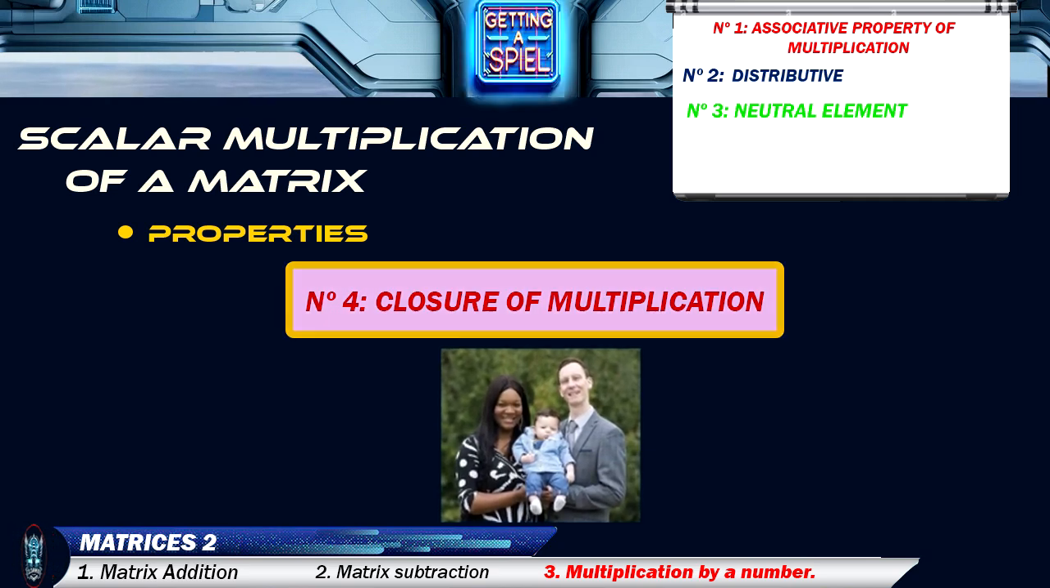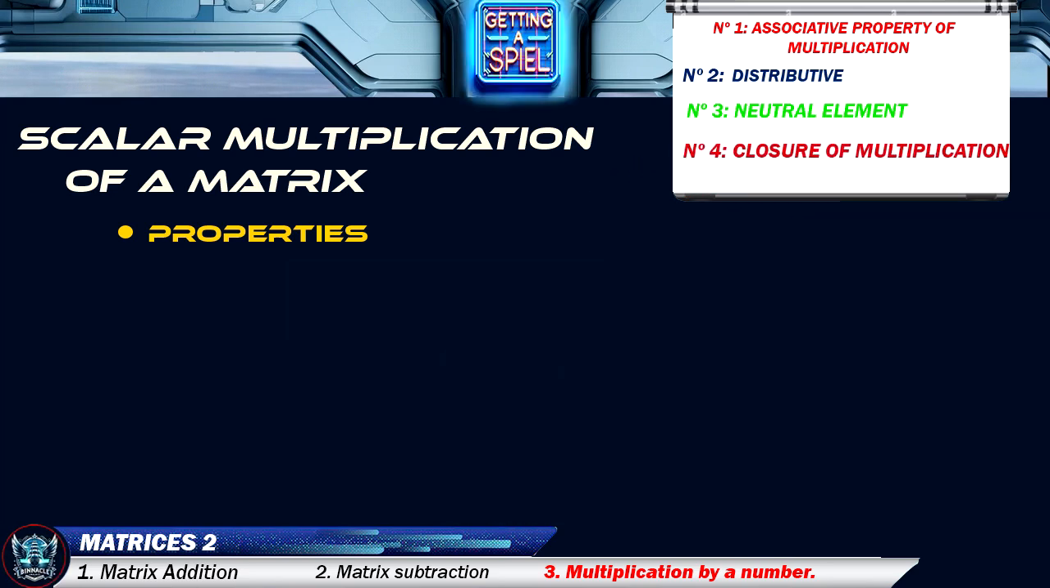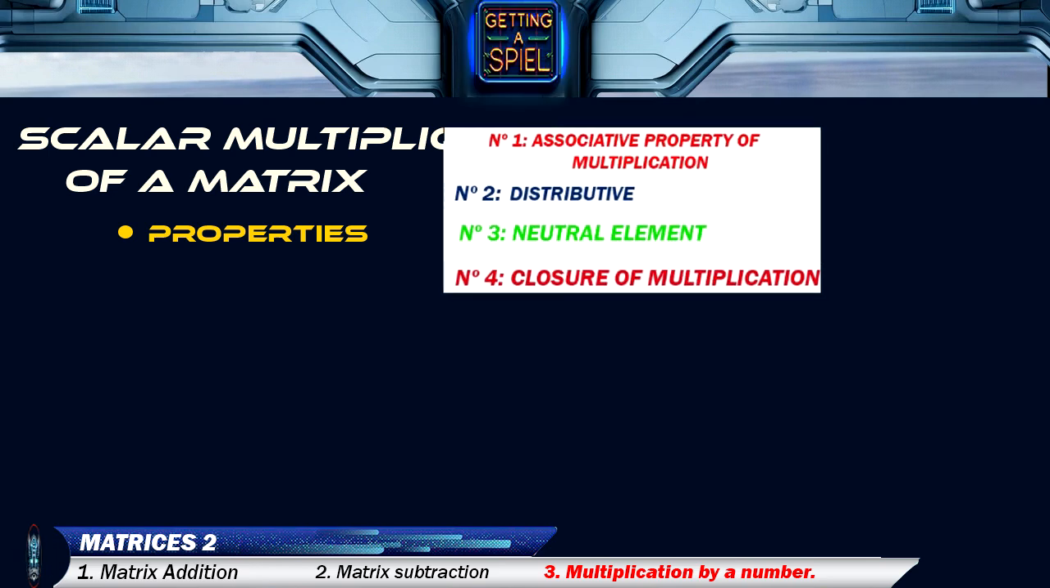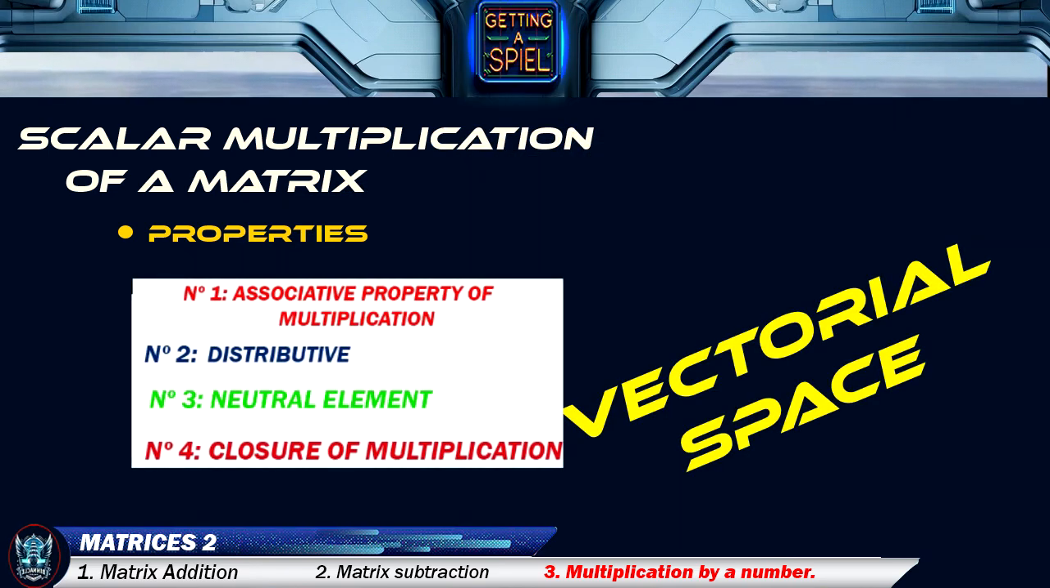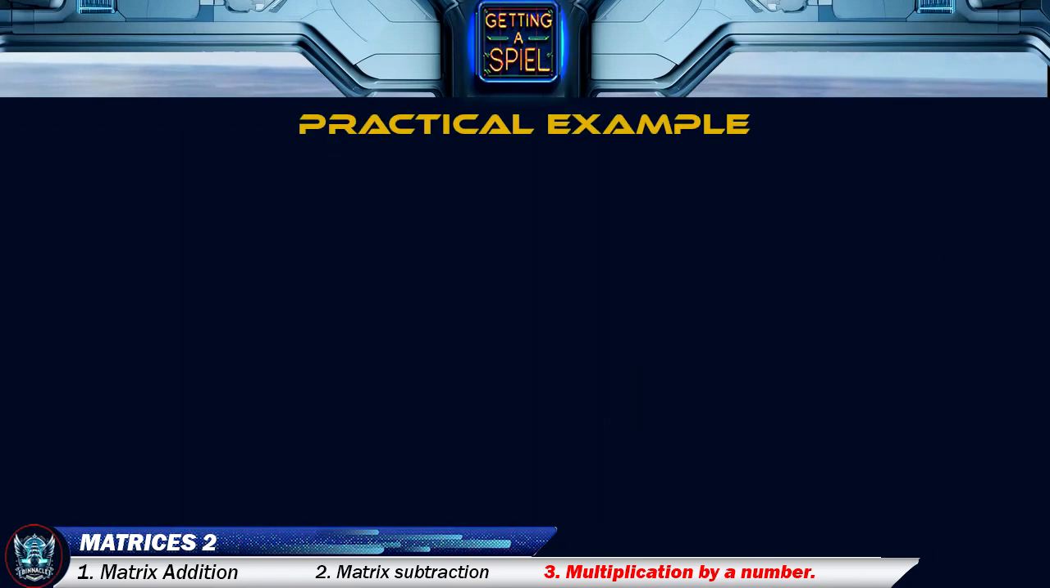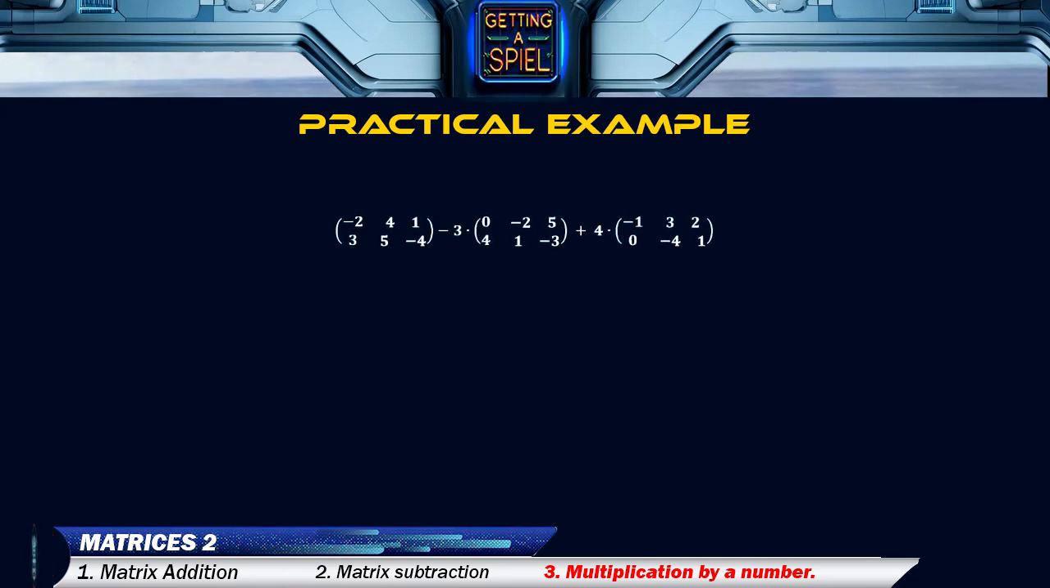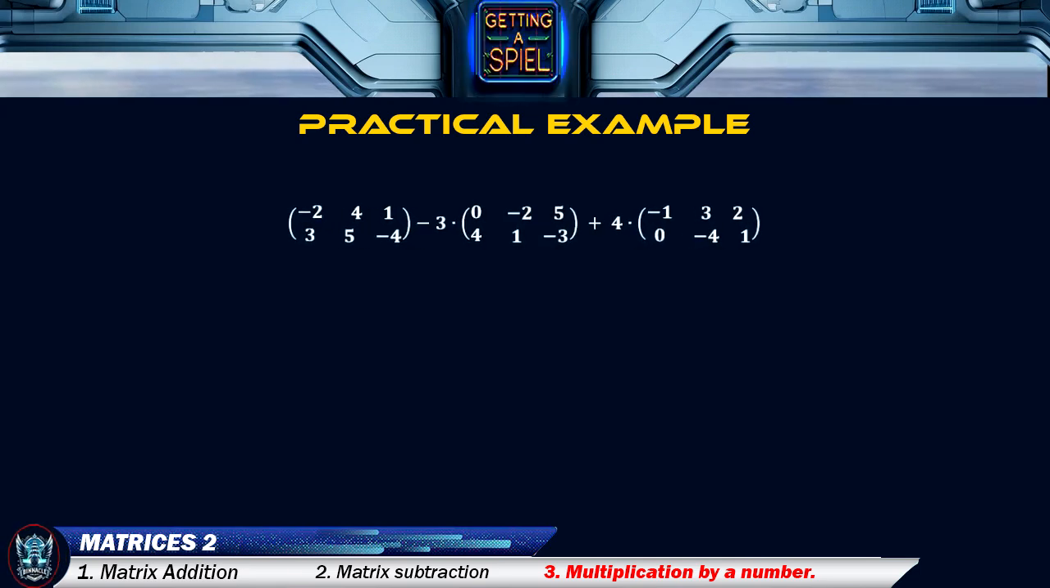Lastly, as a bit of mathematical culture, I will tell you that this operation, which possesses the 4 properties I just presented, means that we are dealing with a vector space. And that's it. Let's do the following operation together, which will help you to get a grip on everything I've talked about in the previous minutes.